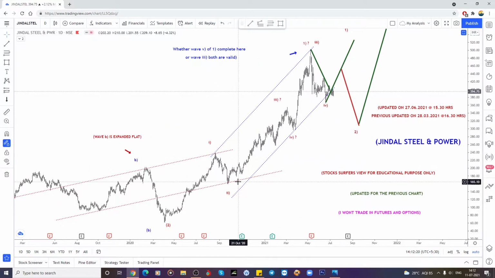Here also same 1 2 3 4 5. I got a doubt here. Everything is the same as the Tata Steel I showed you, and now it is in Jindal Steel. Whether we are in that downward or it is in that upward for wave 1 to complete here. Sometimes it looks like 1 2 3 4 5. And sometimes it could be a third wave and this could be a fourth wave. That is why I keep saying it from the last video also.